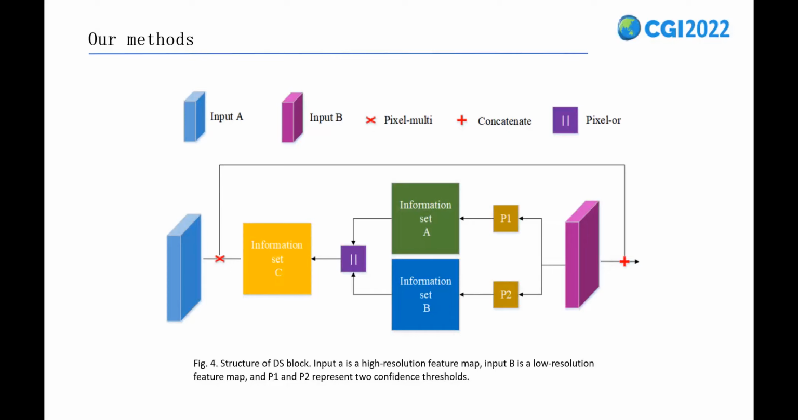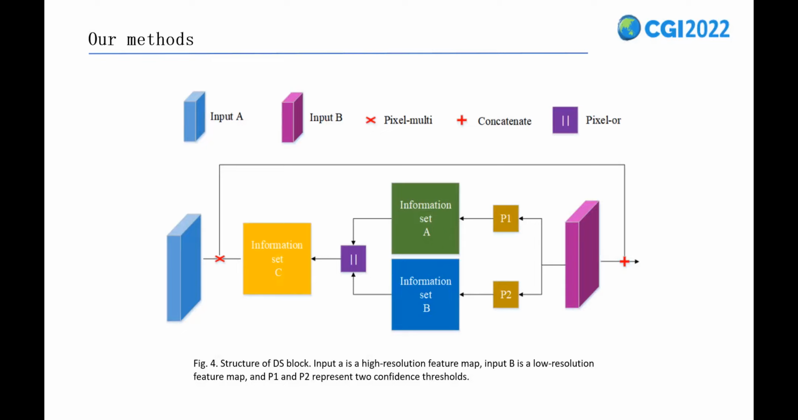The detailed information lost during downsampling is difficult to recover perfectly during upsampling. The structure of our proposed DS module is shown in Fig 4. The DS block can calculate the confidence of the low-resolution feature map and propose two confidence thresholds to control the position of the pixel of the supplementary high-resolution feature map, so as to block noise from interfering with the segmentation result.